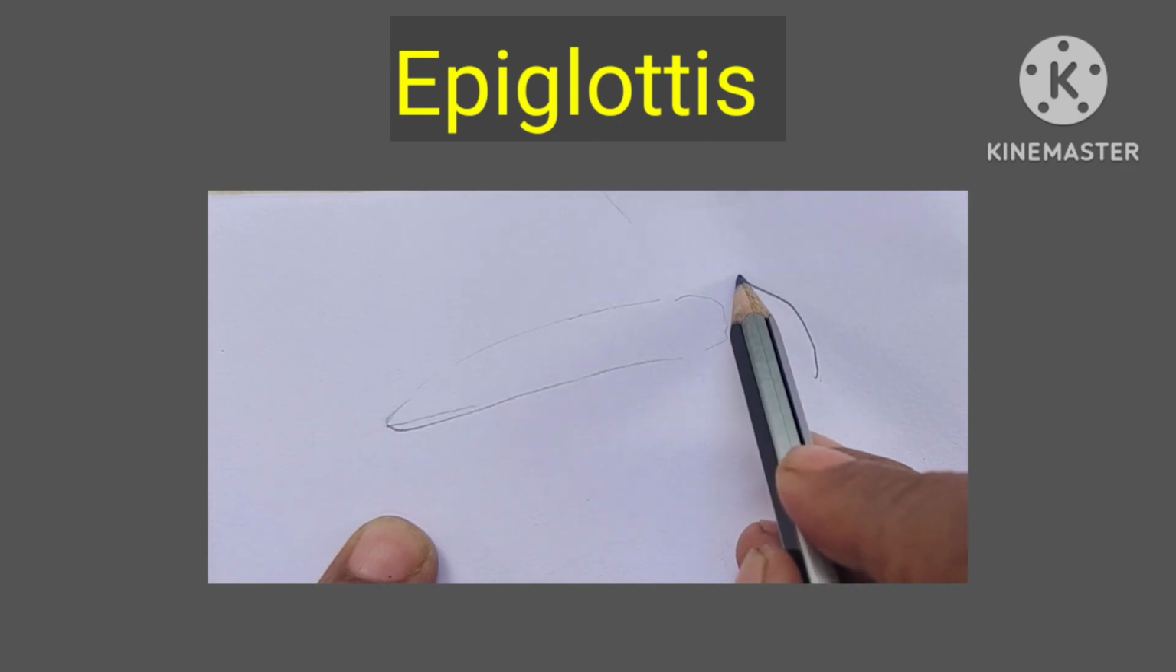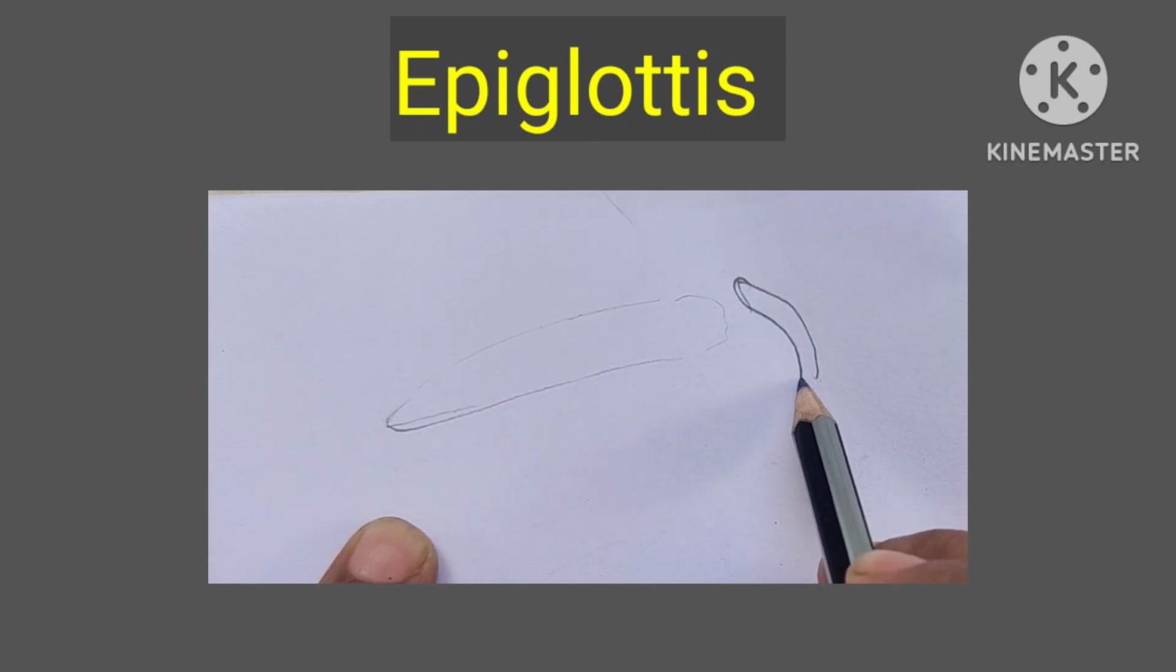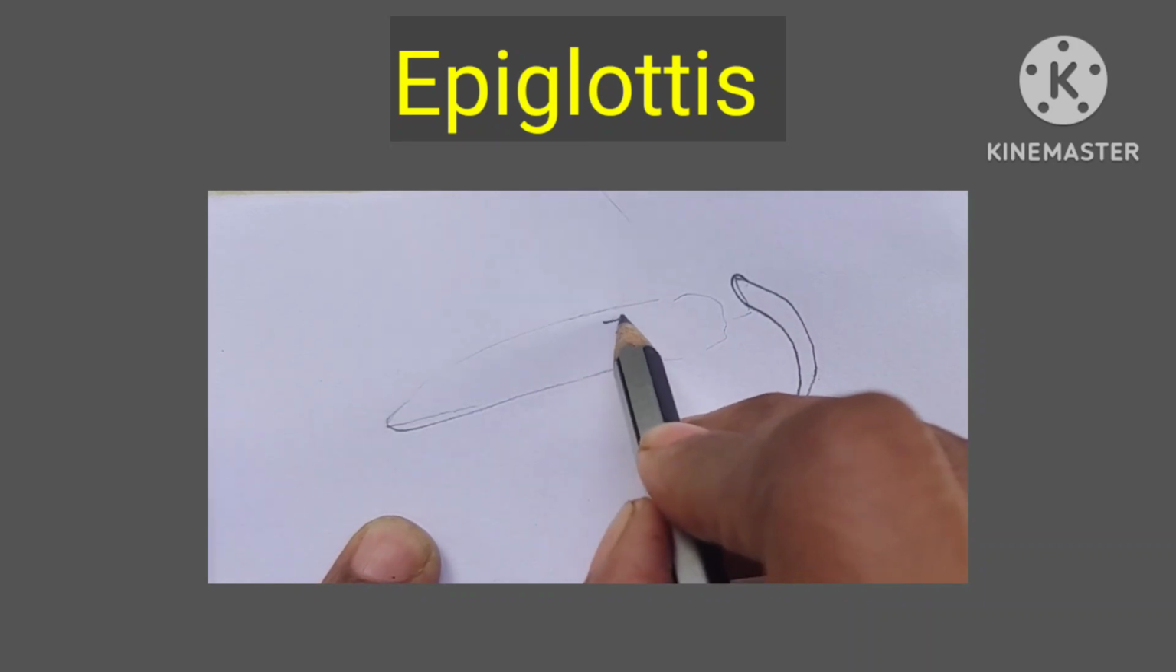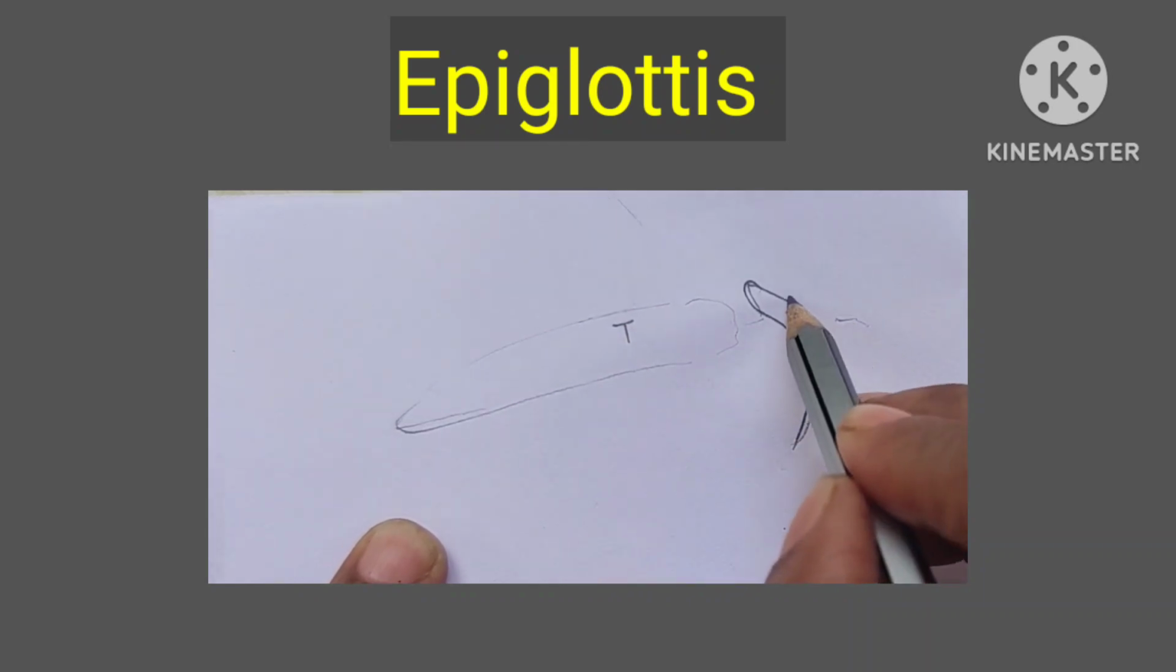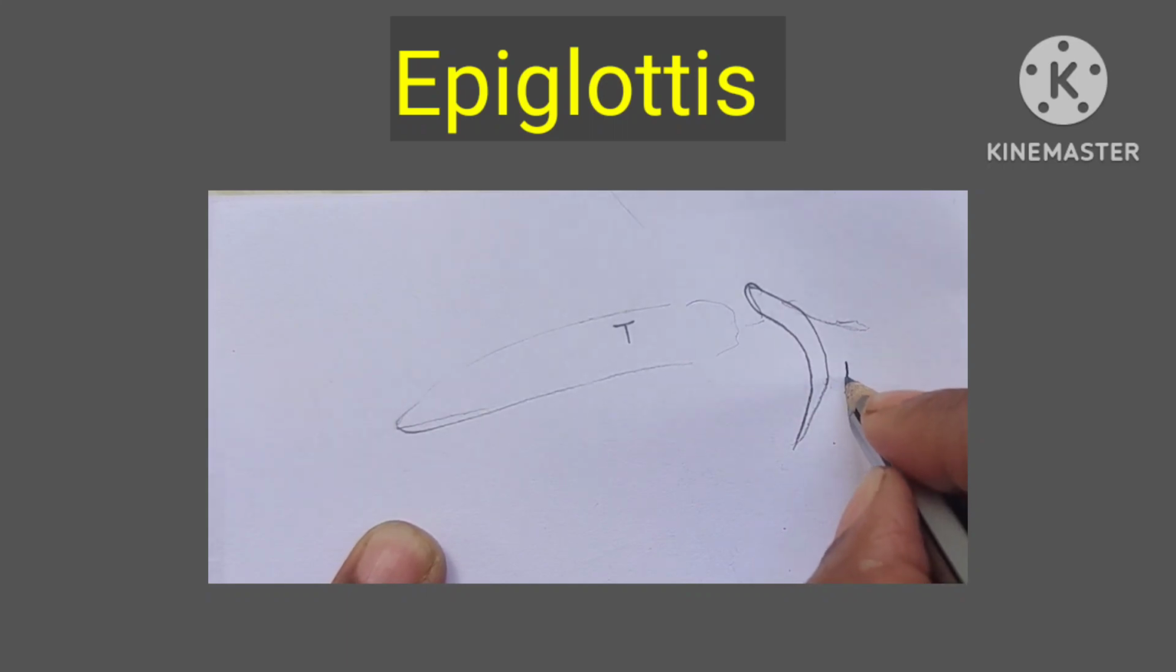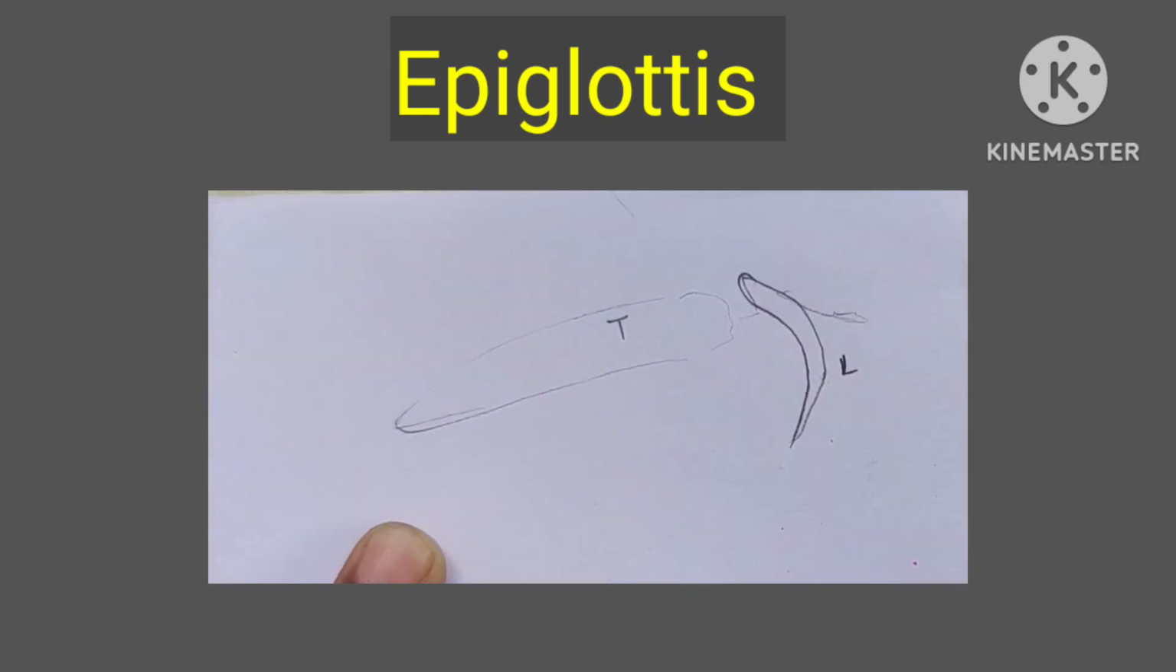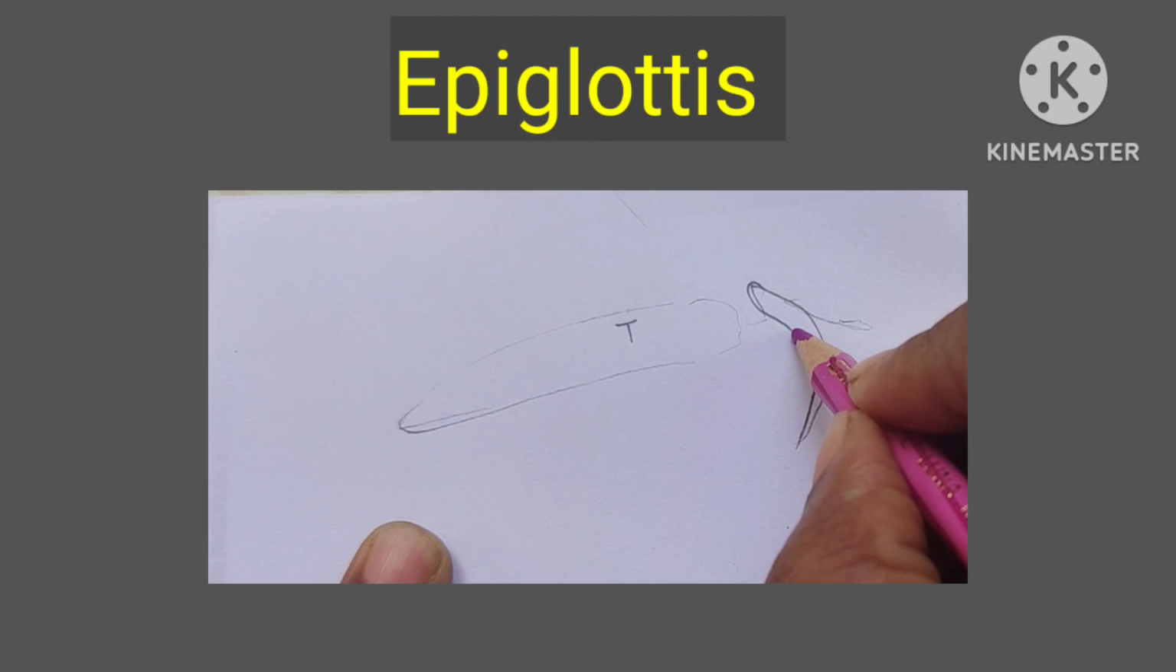In this video, we'll discuss the histology of epiglottis. Epiglottis is a leaf-like structure and it's a part of larynx. It is situated just behind the tongue, connected to the tongue by glossoepiglottic folds.